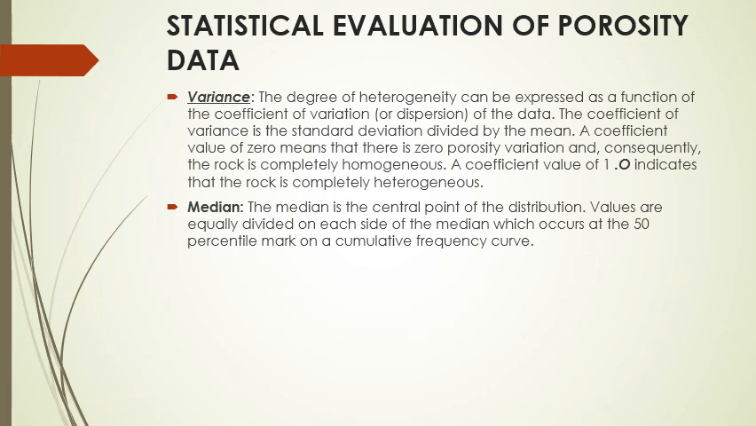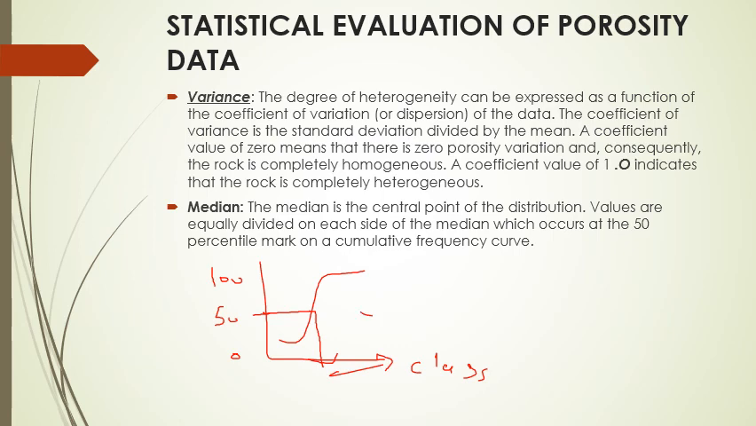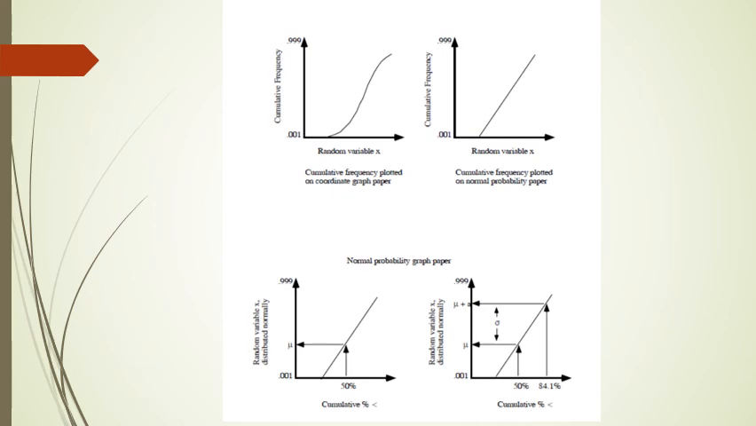Now I will talk about variance, which is the square of the standard deviation, and the median, which is the value that divides the samples into two parts from the midpoint. If we have a cumulative curve like this, it will go from 0 to 100, and these are the classes. I can get the median value at 50%. This is the median value that divides the samples into two parts. This graph shows a cross plot of cumulative frequency with random variable x.